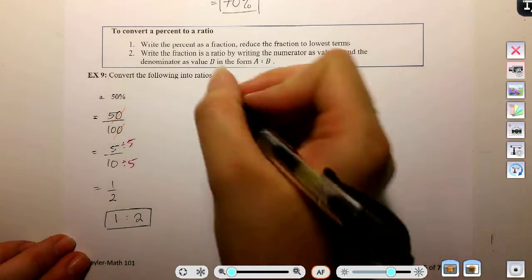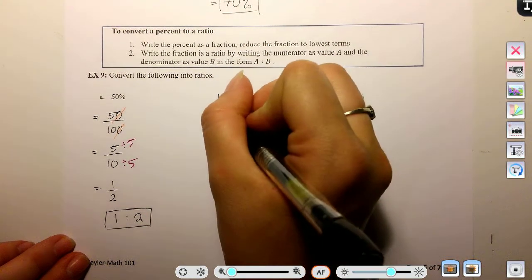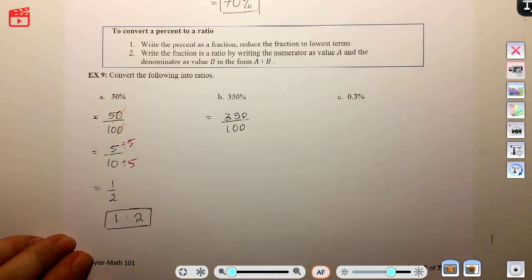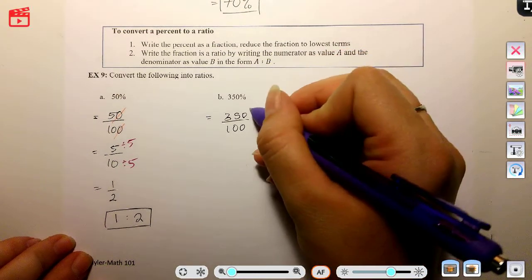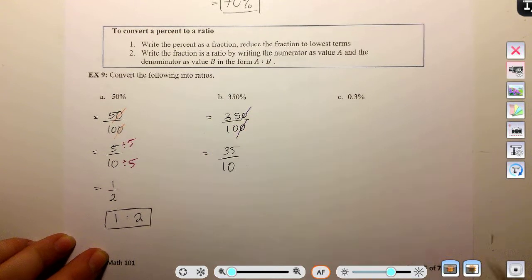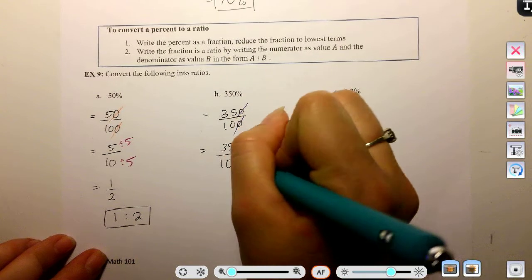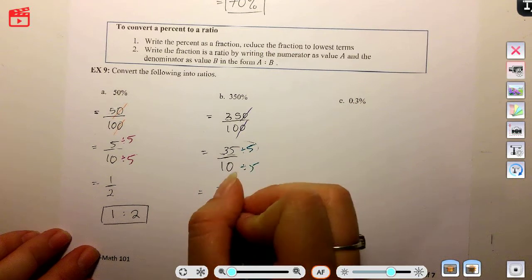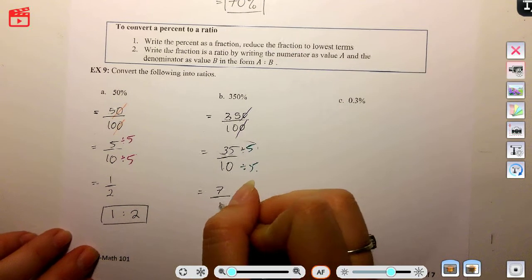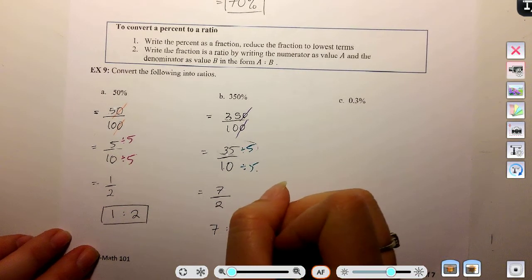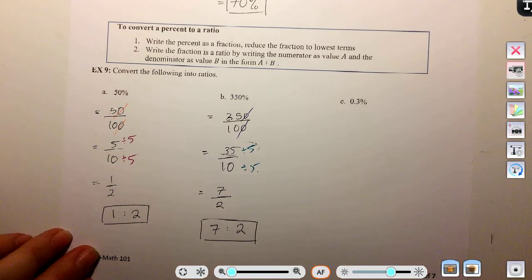All right, let's see. So writing that as a fraction, that's going to be 350 over 100. Just getting rid of that percent symbol. Okay, we can get rid of those 2 zeros there. That's dividing by 10. 35 over 10. Let's see. Those are both, well, once again, they're divisible by 5. Divide by 5, divide by 5. 35 divided by 5 is 7. 10 divided by 5 is 2. All right, last but not least, write that as our ratio, 7 to 2.